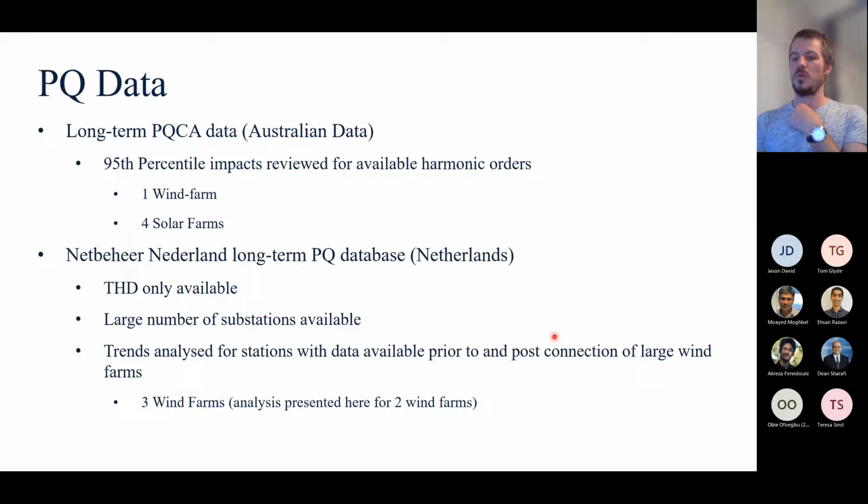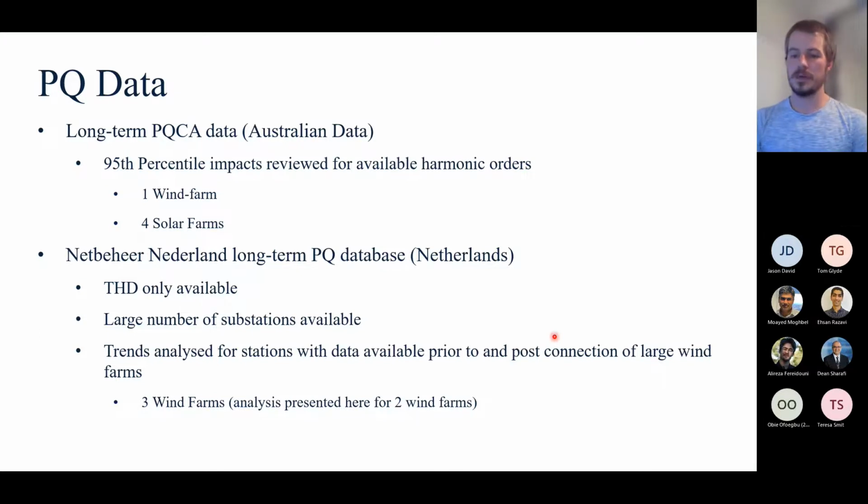So we now have quite good visibility of distortion over a long period of time, about 20 years. It's certainly not a continuous database. There are certain sections where there are gaps. There are some where it's only a short amount of data, but it gives us a good idea and the ability to look in some level of detail at exactly what's happening as renewable generators connect.